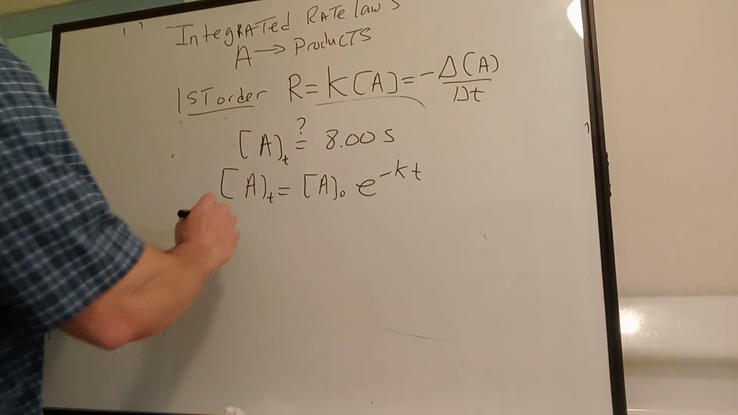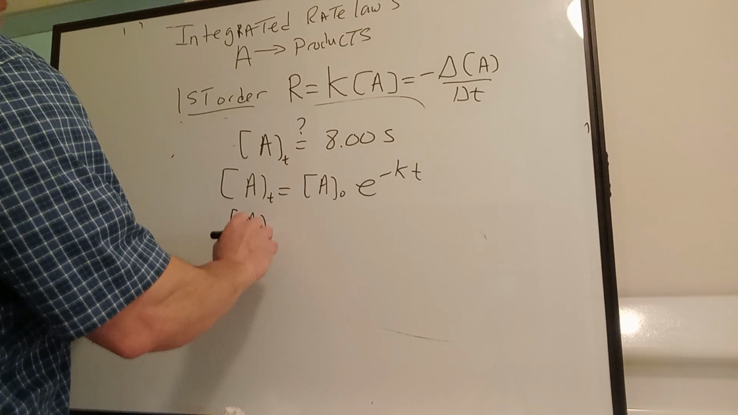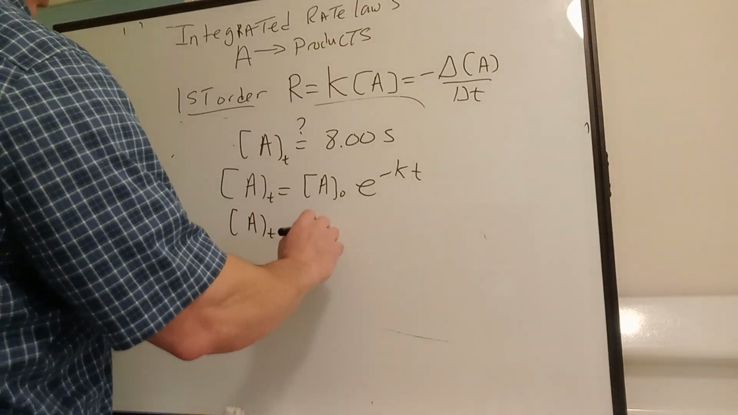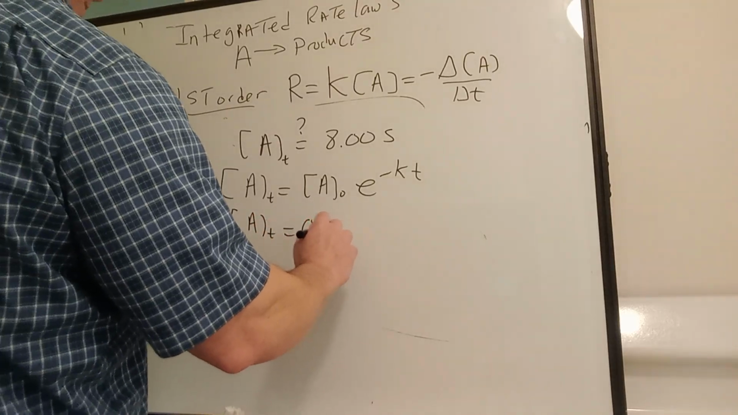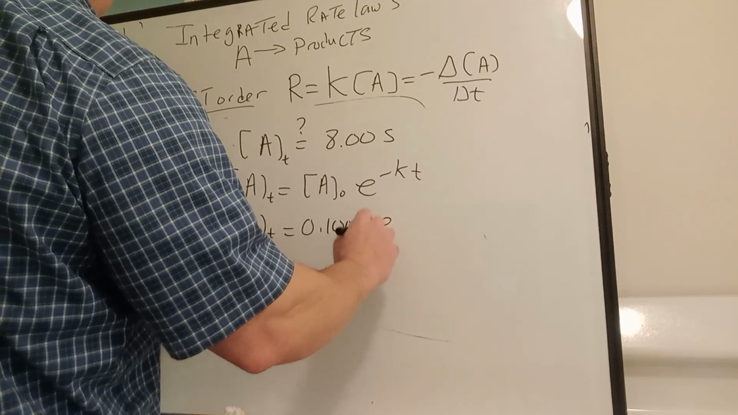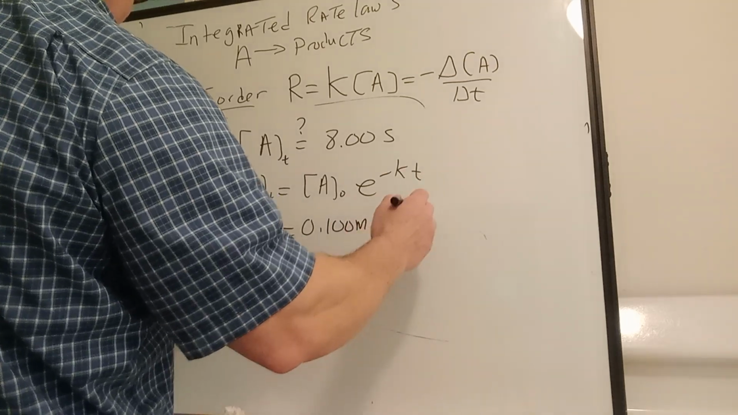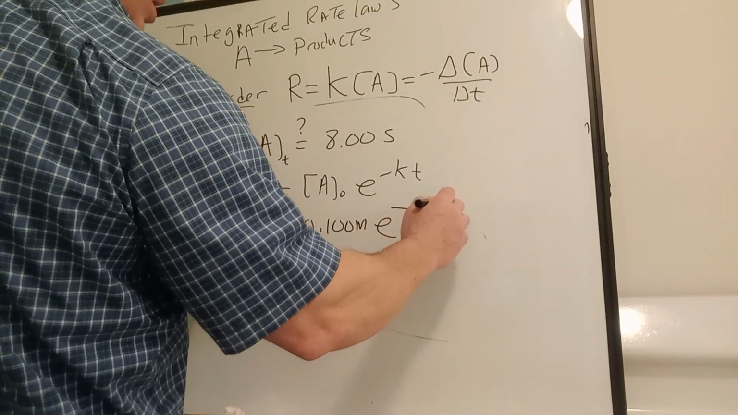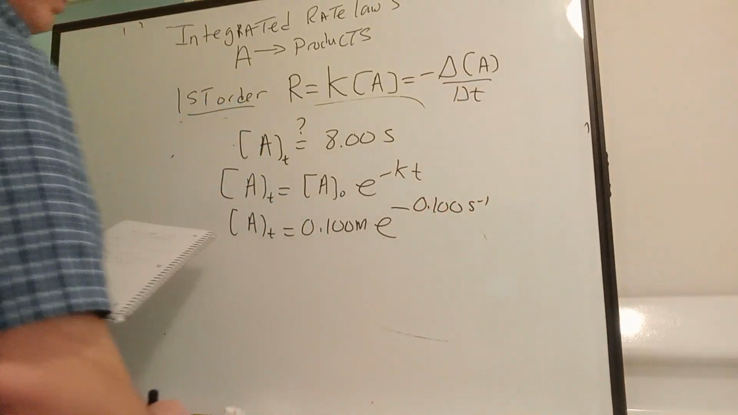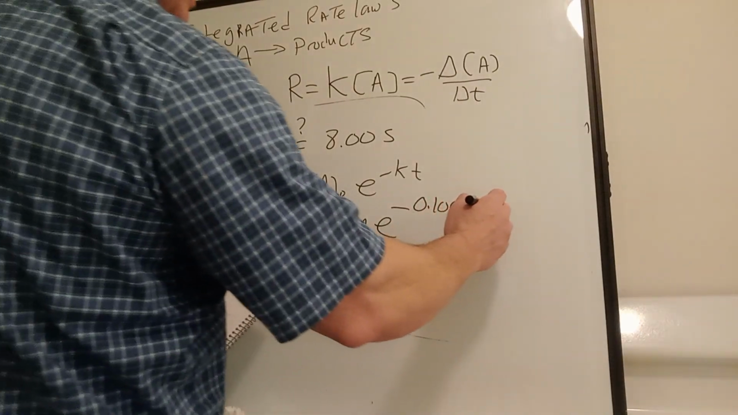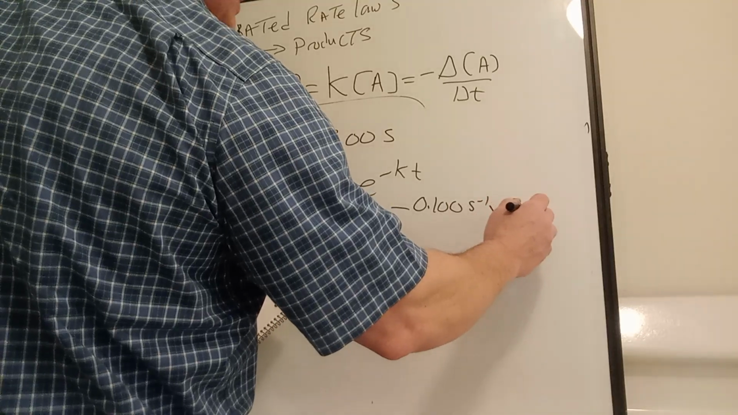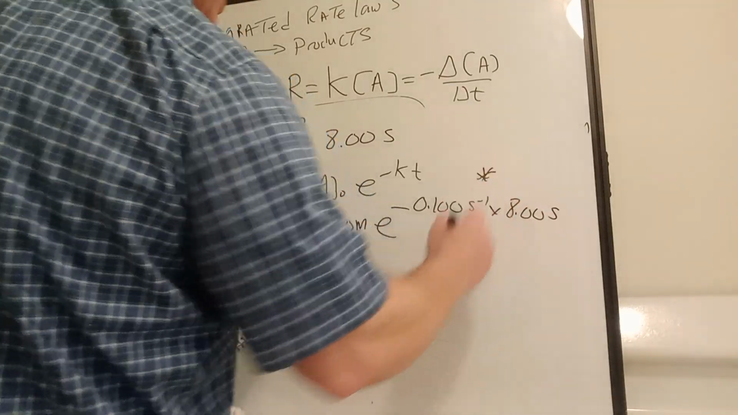And so, after 8 seconds, let's set it up. Well, I said that it was 0.10 molar. We have the exponential, and then we had k happen to be the same number, 0.100 seconds to the minus 1. And then the time, 8 seconds. Here's a key point people tend to miss.